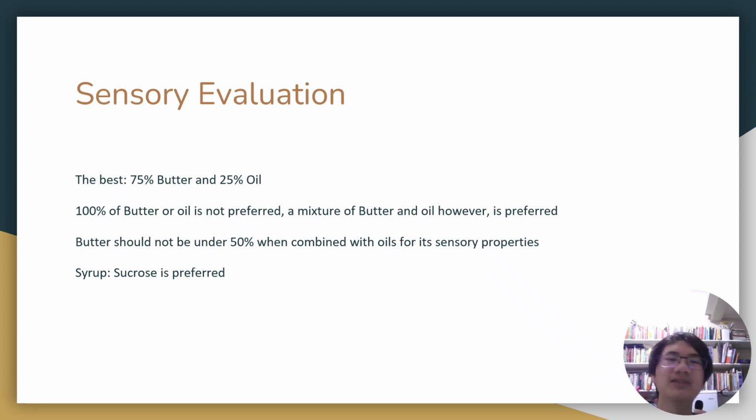100% of either butter or oil is not preferred. However, a mixture of oil and butter is preferred over 100%. When combined with oil, butter should not be less than 50% for its sensory properties. For the syrup, sucrose is preferred.